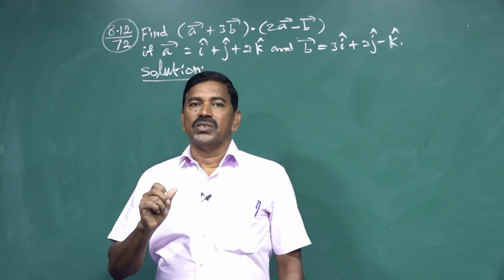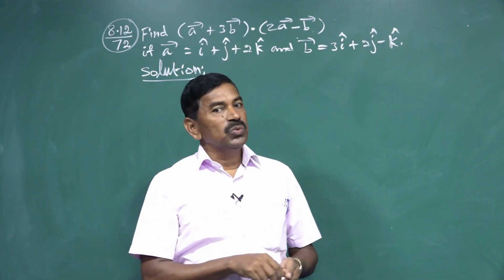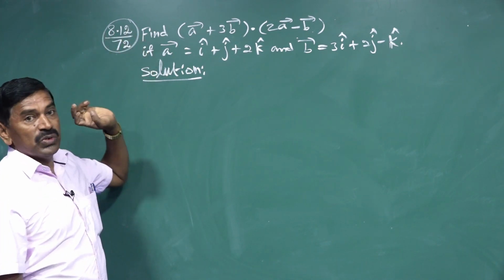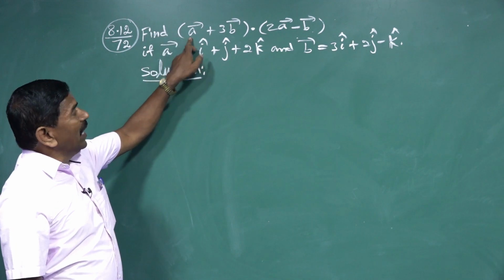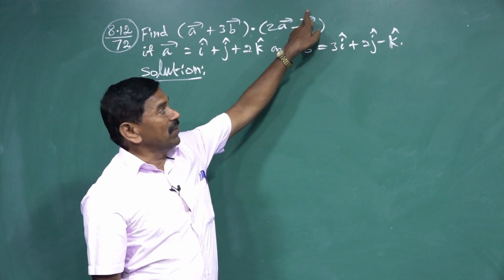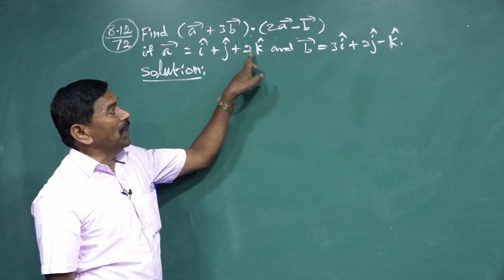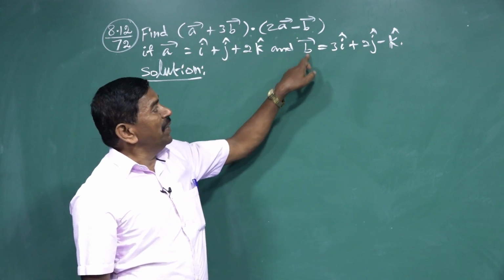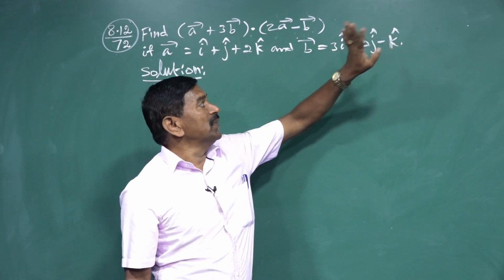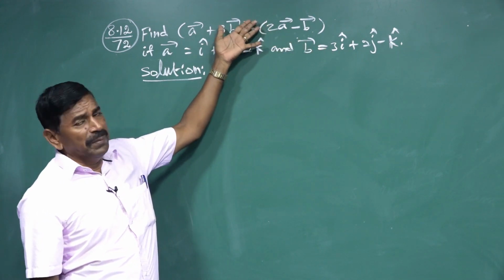Okay. So these are the basics for the 8.3 exercise. Now come to example 8.12, page number 72. Listen carefully. Find A vector plus 3B vector dot 2A vector minus B vector, if A vector is equal to I cap plus J cap plus 2K cap and B vector is equal to 3I cap plus 2J cap minus K cap. Listen again. A vector and B vector are given, and find the value of the expression.